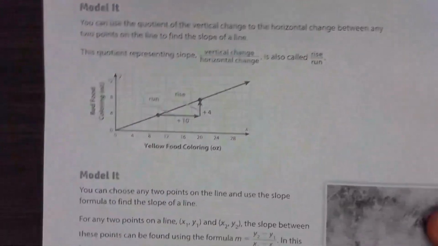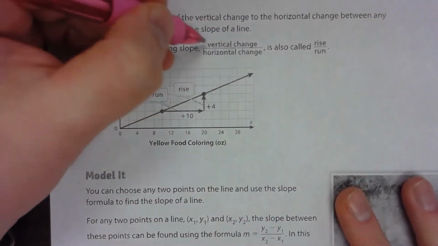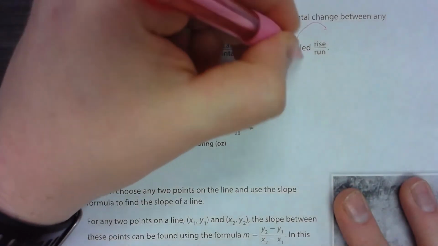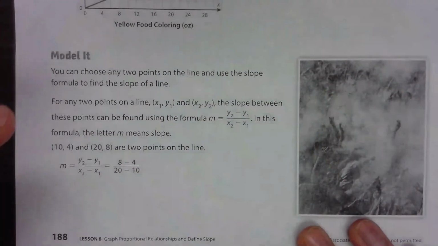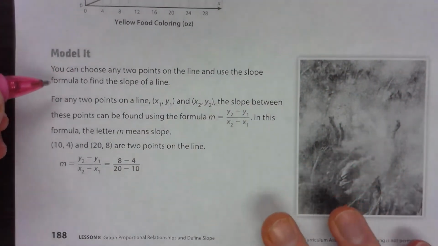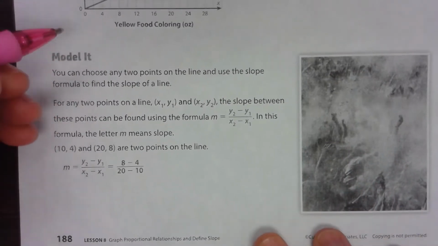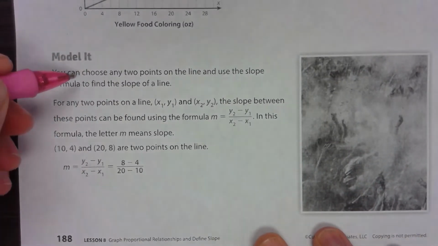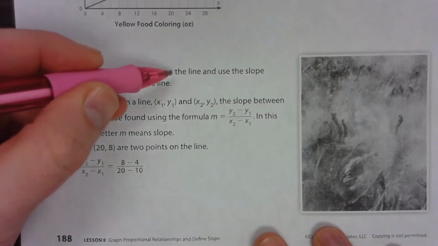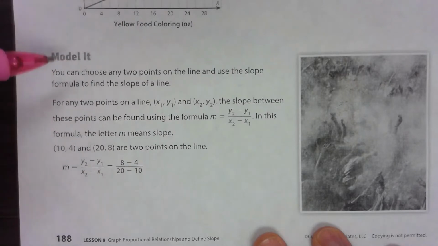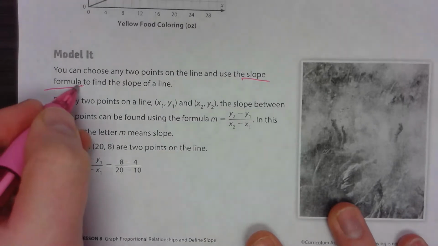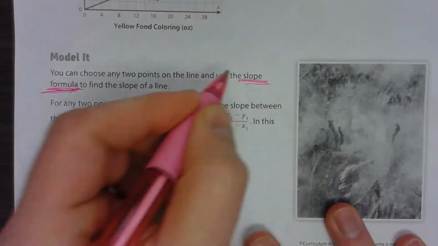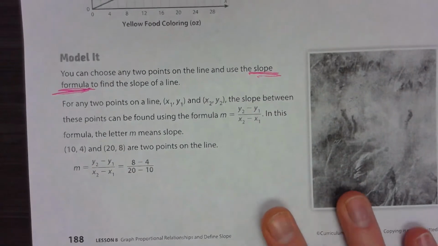On the next page, I want you to notice some even more important things, though. So we've been using this idea of a vertical change divided by a horizontal change. We've called that rise over run. Here's the next part, and I kind of introduced this to you real briefly, but I want you to see this, okay? This says you can choose any 2 points on the line and use the slope formula to find the slope of a line.